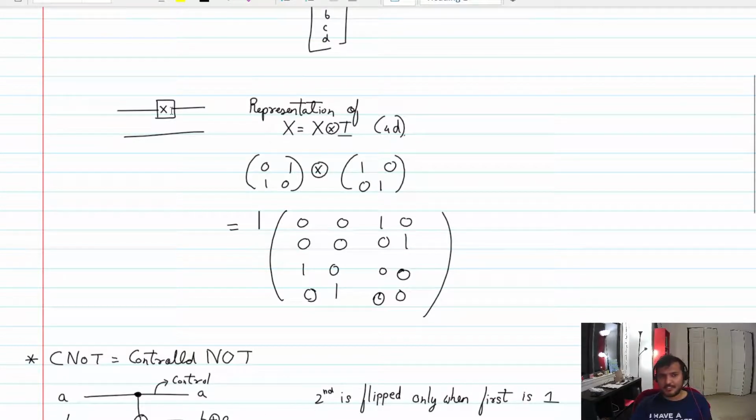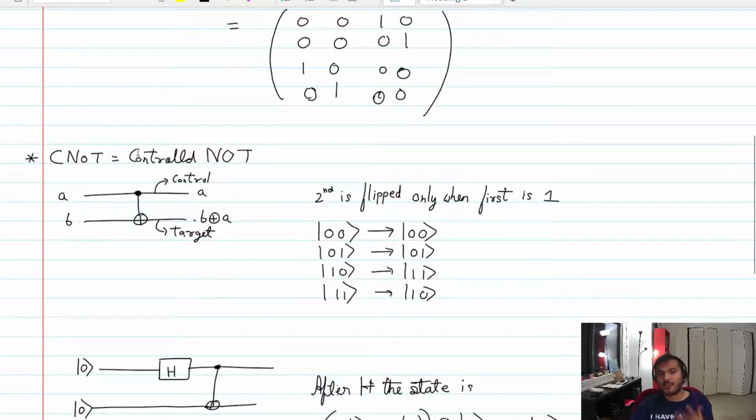So this discussion was about an X gate acting on only one qubit. Now let's look at pure multi-qubit gates, and there is practically only one important one.